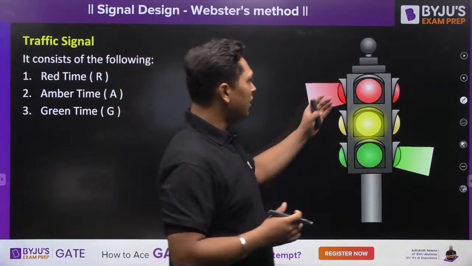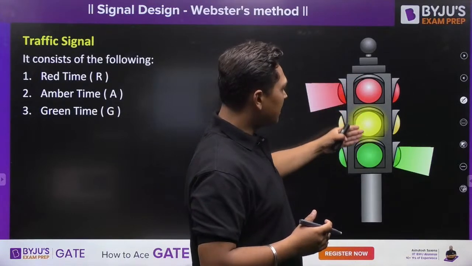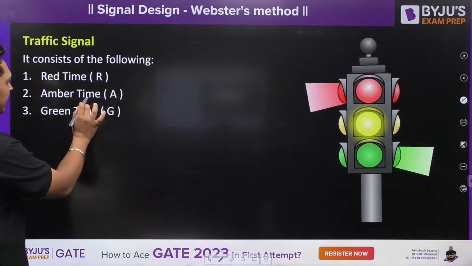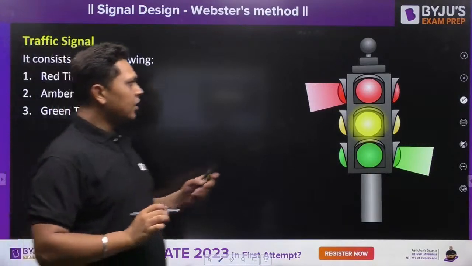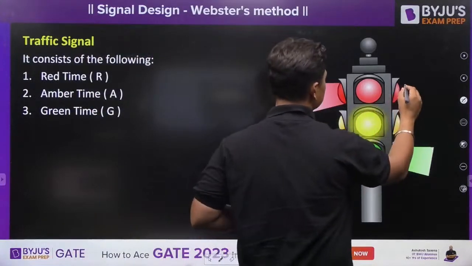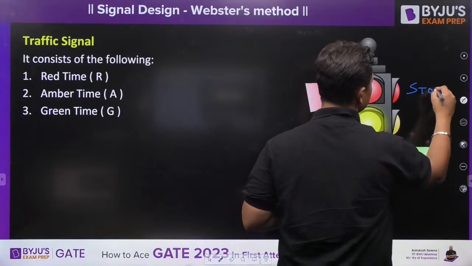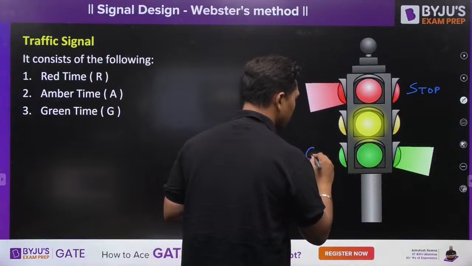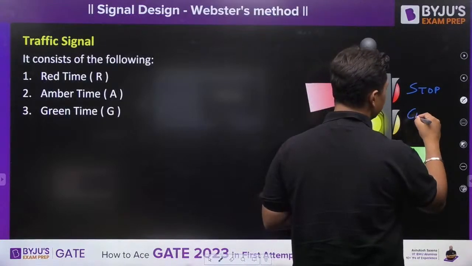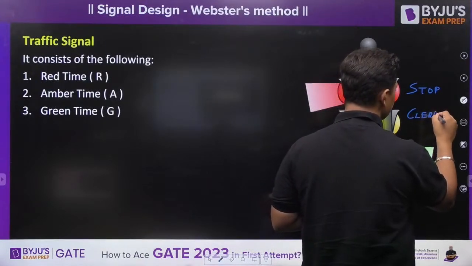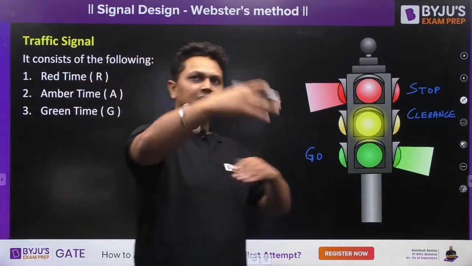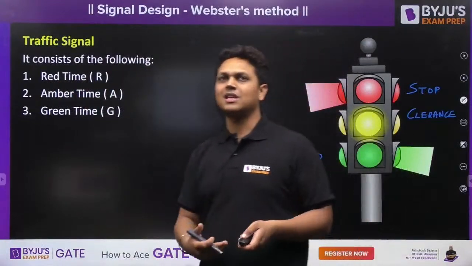A traffic signal consists of red signal, amber and green. They have separate times, which are referred to as red time, amber time and green time. As we all know, red time indicates stop. Green time indicates go. And amber time indicates a clearance interval. It is allowing the traffic which is there to clear the intersection, so it is also referred to as clearance time.